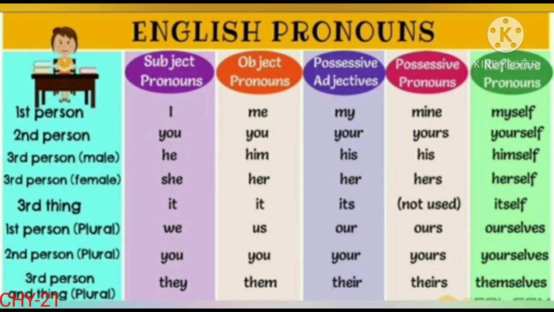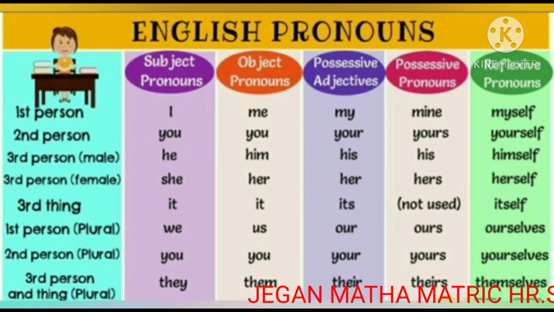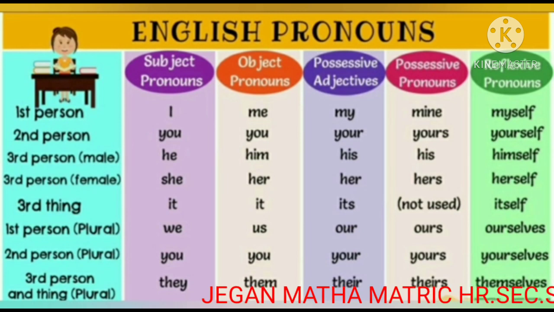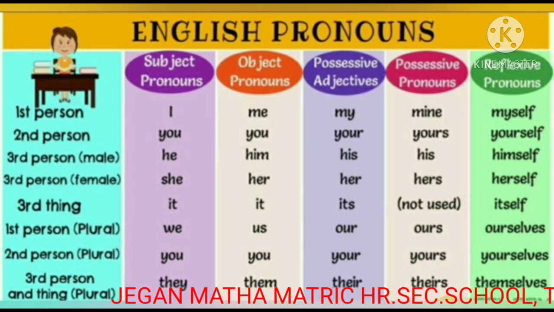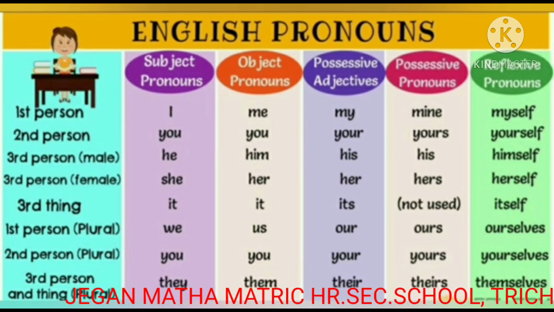Then the first one, subject pronouns. I, you, he, she, it, we, you, they. This is called a subject pronoun. Object pronouns means what? Me, you, him, her, it, us, you, them. This is called an object pronoun.